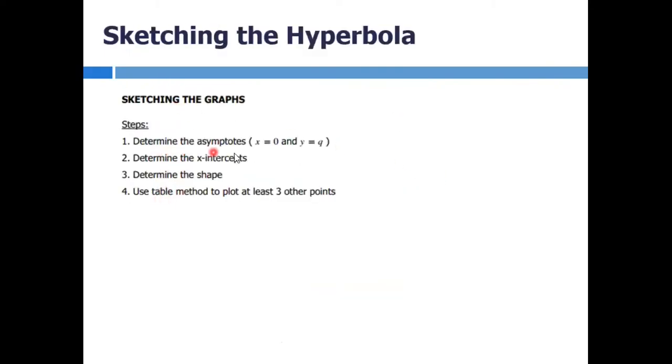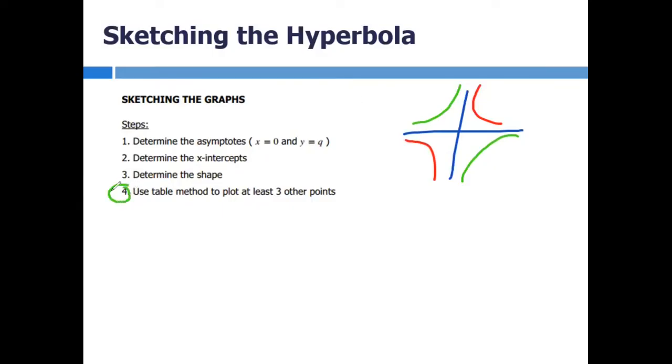Sketching the graphs, filling your asymptotes first, because you know you're not allowed to cross over those. Determine your x-intercepts, making y equal to 0. And then make sure you know, is it the one in the top right? So make sure you know your shape. Is it going to be that guy? Or is it going to be this guy? Okay, make sure you've got the right shape because it helps to make sure you don't make any mistakes.